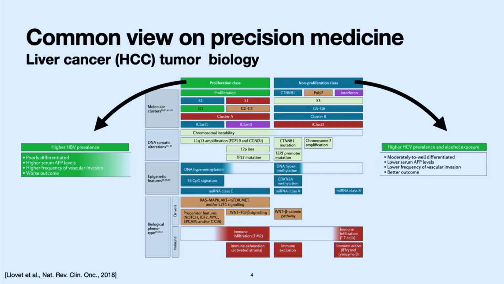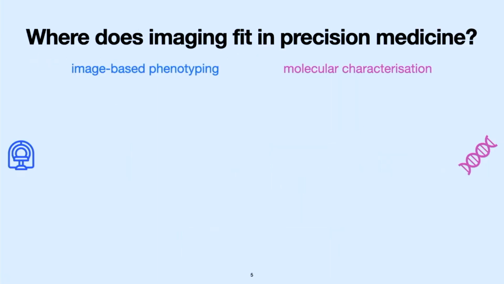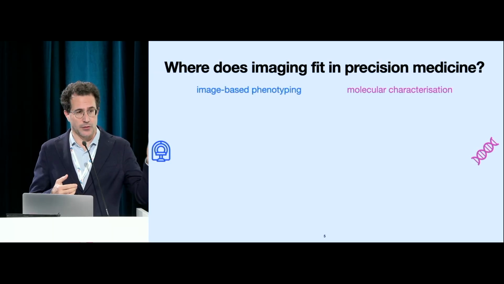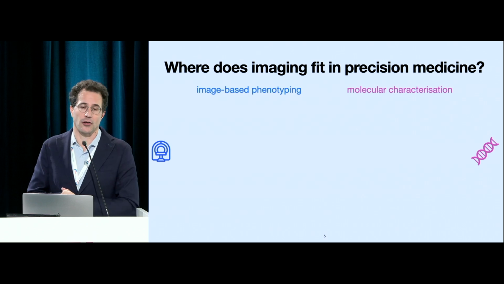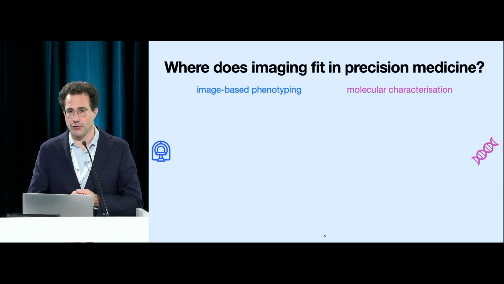What I want to do today is to move the definition a little bit. And I want to show that imaging does fit very much into precision medicine. To do that, there are two types of things that you can do for precision medicine with imaging. You can do image-based phenotyping, which is purely imaging. You could do molecular characterization, and you could do a combination of both.